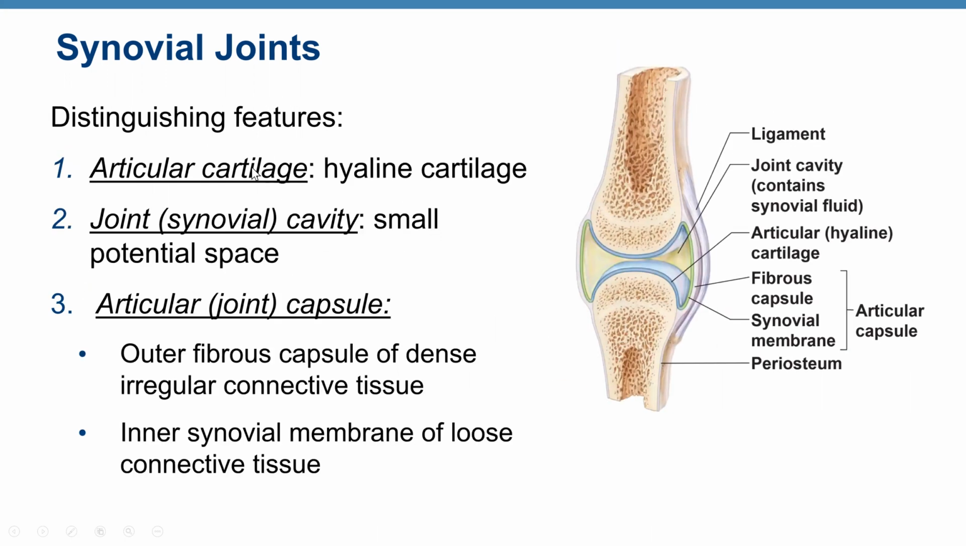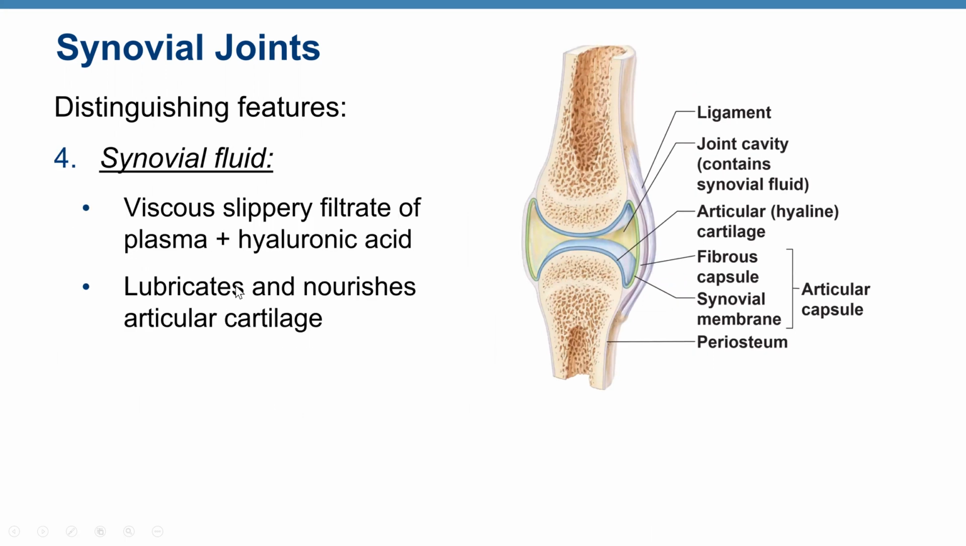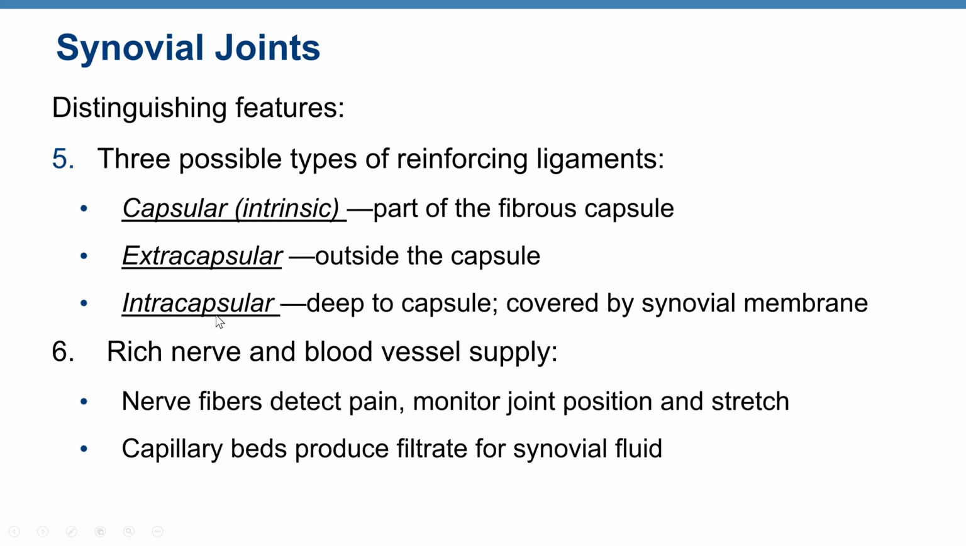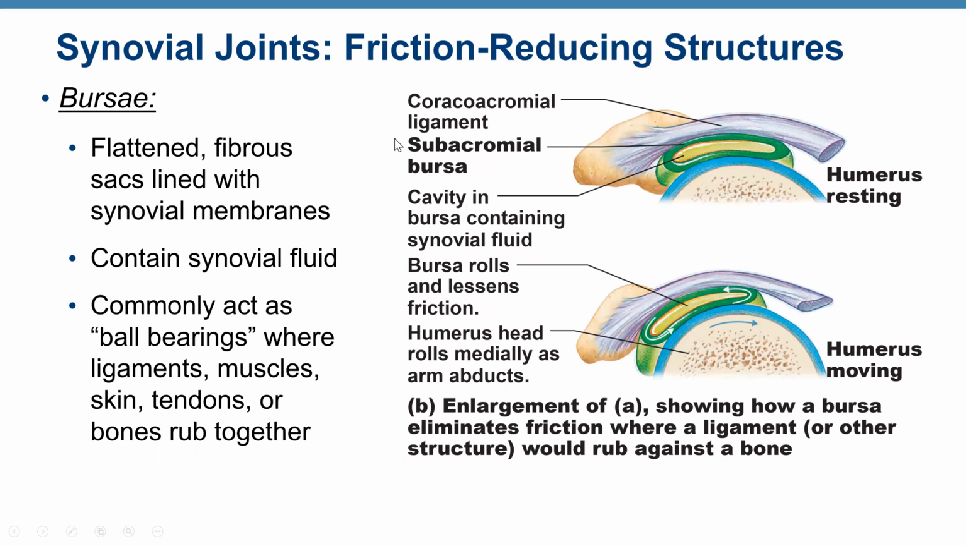So we have this articular cartilage, we have joint cavity, we have joint capsule, and we have synovial fluid, and then we have reinforcing ligaments. The capsule itself, of course, is a reinforcing ligament, but we also have some ligaments outside or inside the capsule. And it has rich nerve and blood vessel supply. Nerve fibers detect pain, monitor joint position and stretch. Capillary beds produce filtrate for synovial fluid. So, okay. Now here's our friction reducing structure associated with synovial joints.